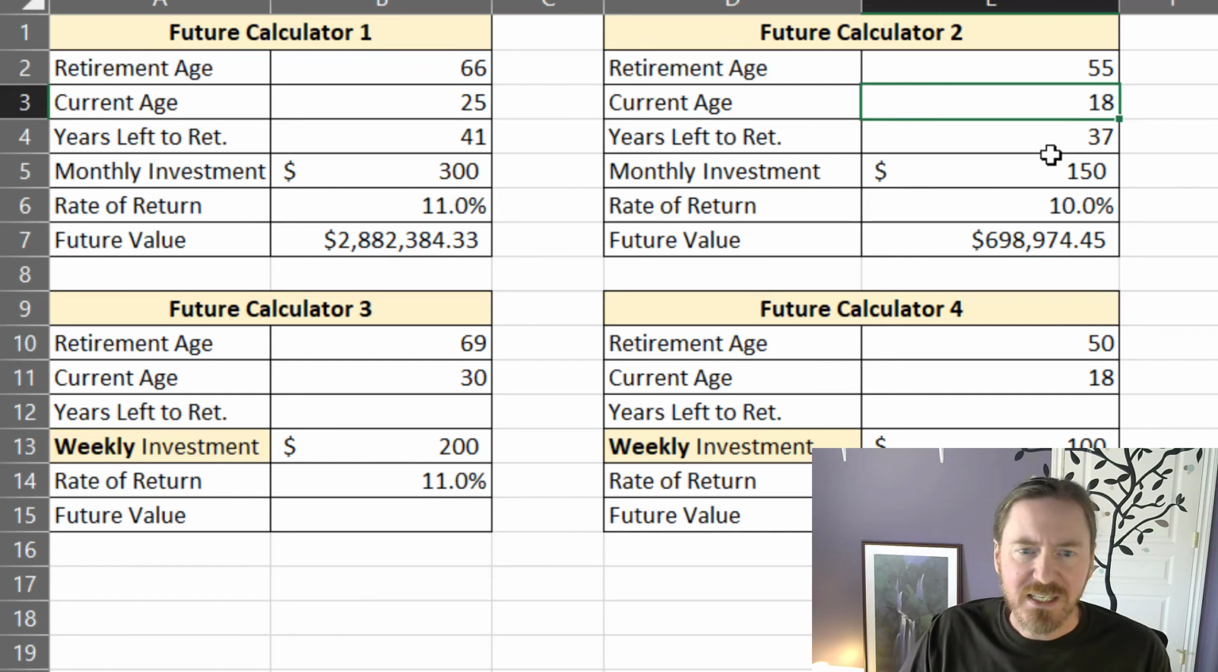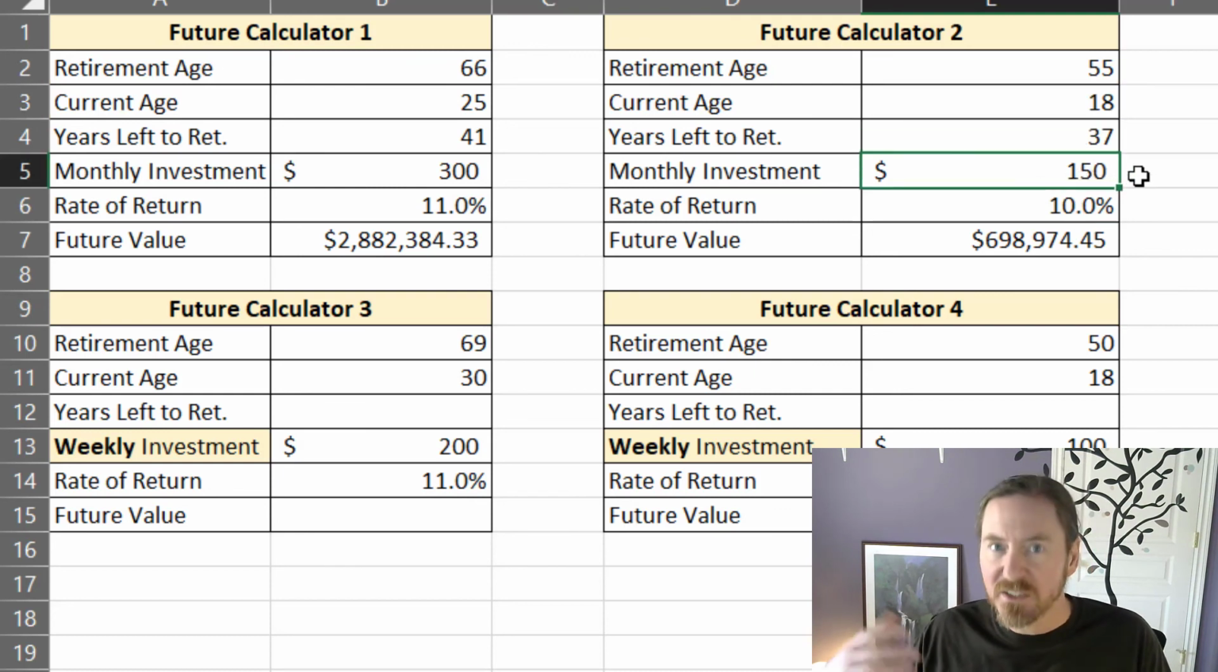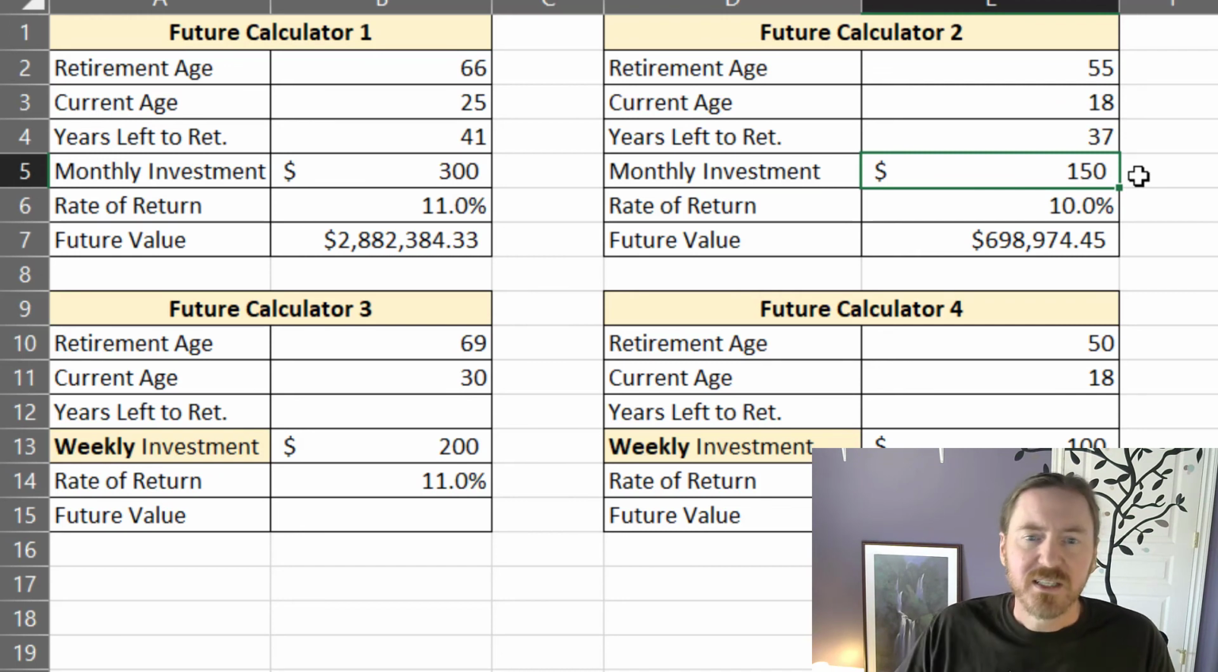Of course, when you're 18, it's tough to come up with the scratch to invest that much per month. So let's assume in real life that by the time this person is 20 and 22, they'll be saving $150, then $250 and $350 a month. And by the time they get into their upper 20s and 30s, they'll be investing even more. Okay, let's keep it going here.